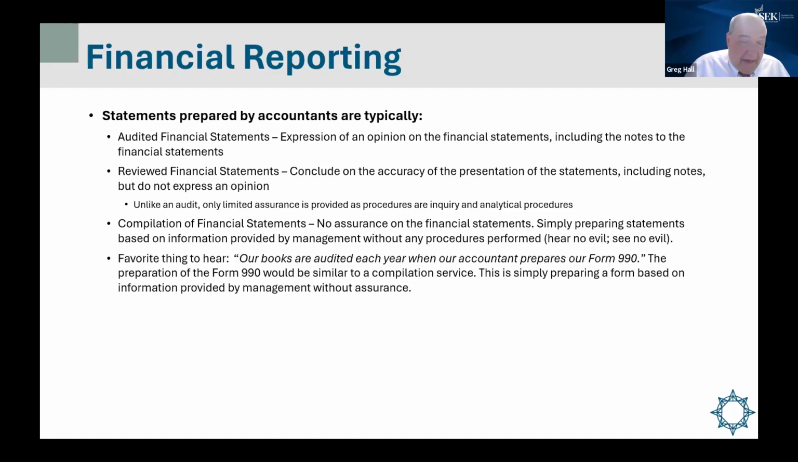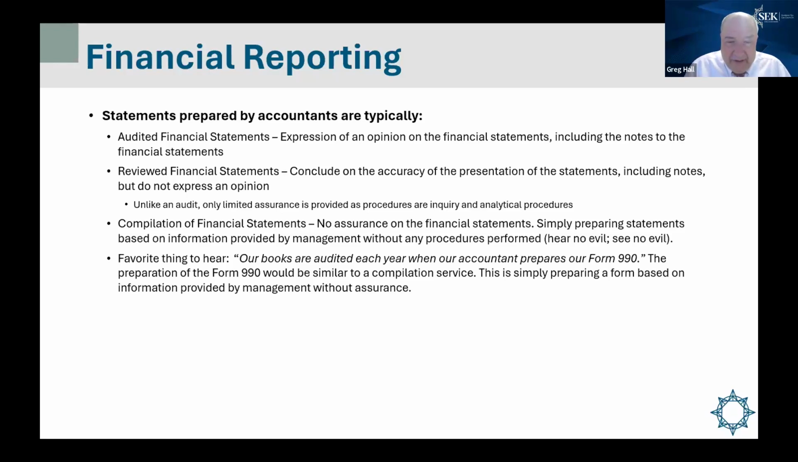The next step down in level of assurance would be a reviewed statement. And in a review, we do not express an opinion. We express a conclusion. It basically says that, based on what we've seen, which was obtained through inquiry and analytical procedures, the statements appear to be fairly presented. If you drew a line with no assurance on the left side and 100% assurance on the right side, an audit would be very near the 100% assurance. A review would be maybe a quarter to a third of the way toward assurance.